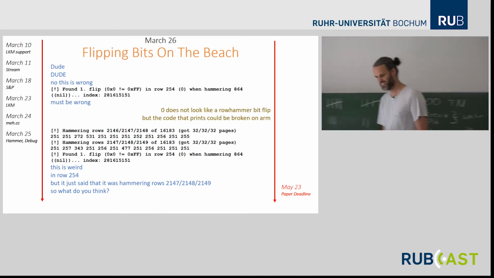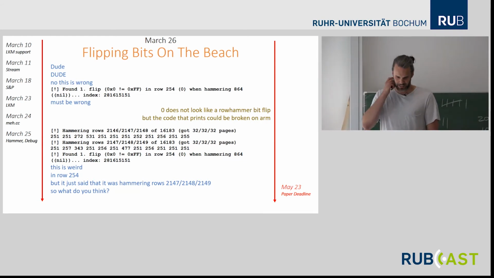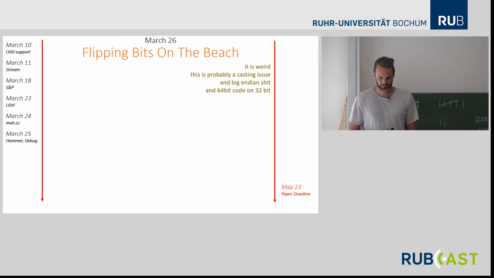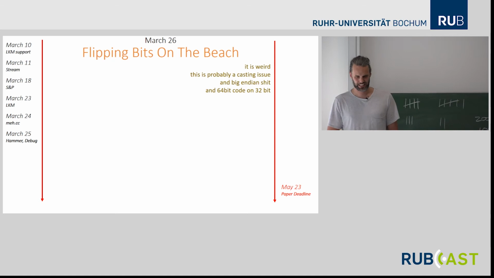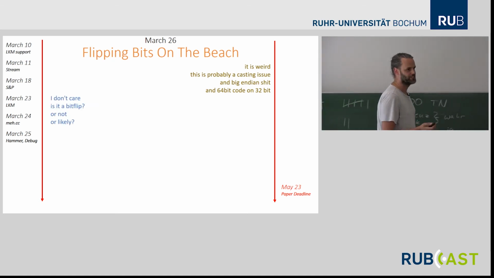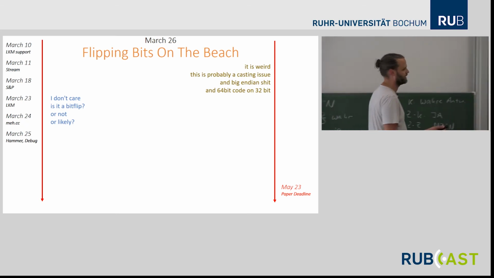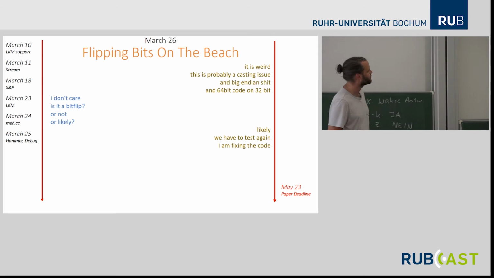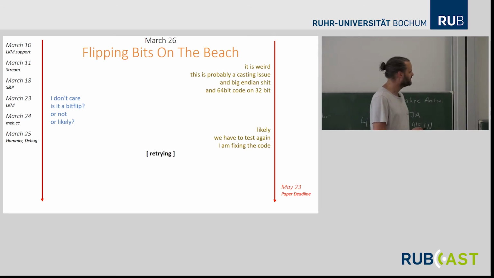Kave was busy, so we didn't spot it at the time. Looking into it, it's weird, probably a casting issue. Some little-endian 64-bit code, blah, blah. I really didn't care. I just wanted to know, is this a bit flip or not, or likely? We have to test it again. Kave was fixing code. Retrying.